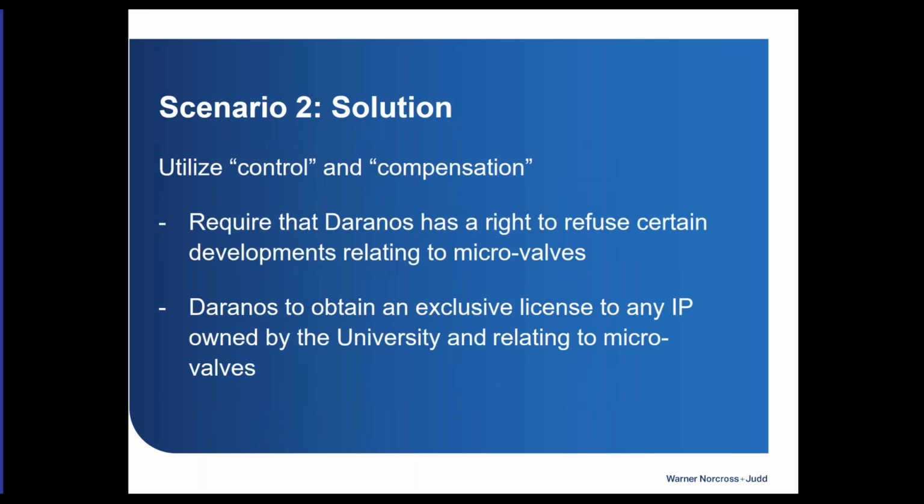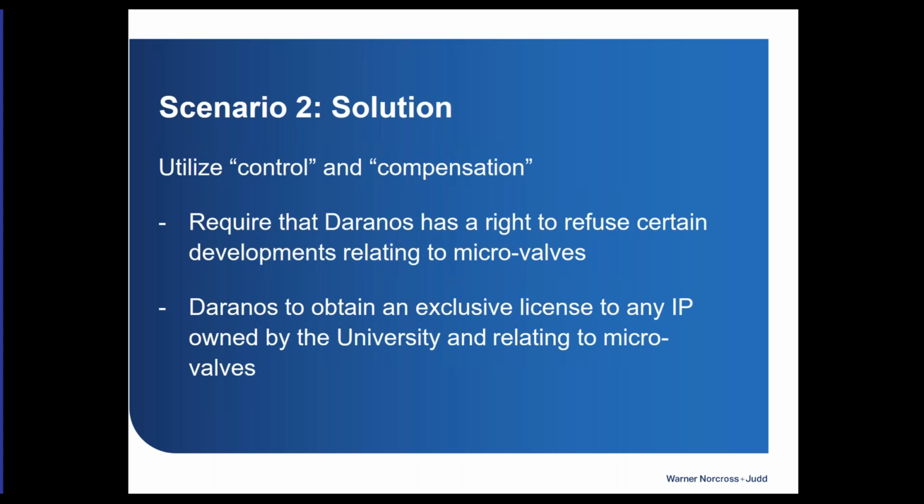Now, one of the solutions here will be to utilize control and compensation. We may want to require that Theranos has a right to refuse certain developments relating to microvalves. Theranos wants control of where they spend their money. They don't want to pursue IP that they do not expect to commercialize. So if they can at least control what the university will be filing on, they can hopefully control costs that way.